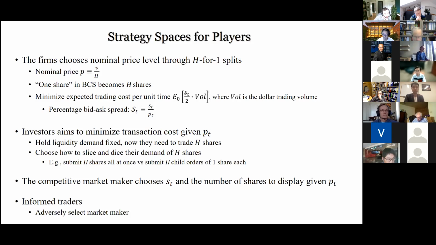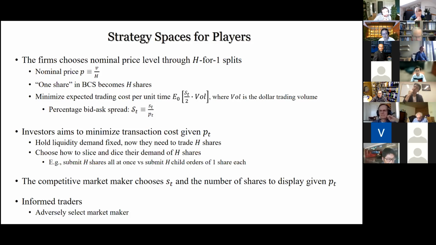The investor in our model needs to trade H shares, and the choice is how to slice and dice the demand for H shares. Let me give you two extreme strategies. Number one is to still trade like in BCS, throwing all the H shares at once. The other is to divide my shares into H orders of one share each. Here, the lot size is still one, just the price changes.